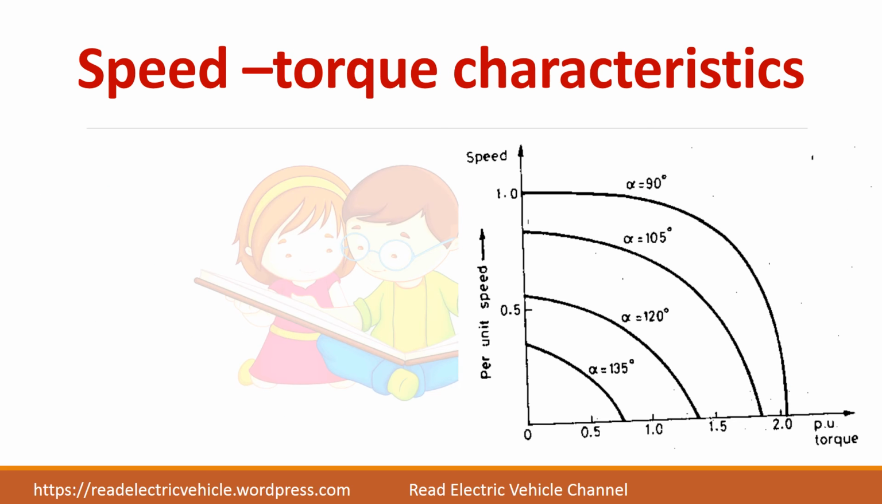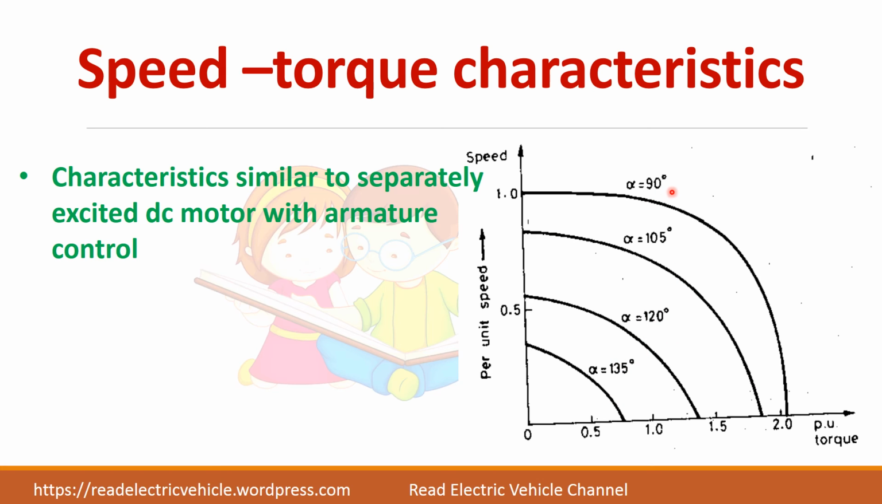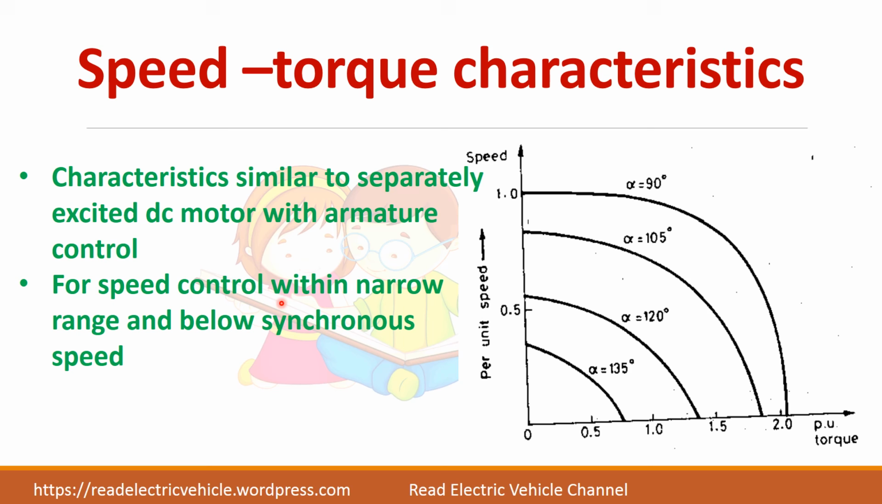Let us see the speed torque characteristics. This is drawn for different firing angles, so alpha equal to 90 degrees to 180 degrees, we are drawing the speed torque characteristics. This characteristic will be similar to the separately excited DC motor with armature control. So here also we can achieve speed control only below synchronous speed, and only within a narrow range. So this has a limited application, basically used for large pump and compressor drives.